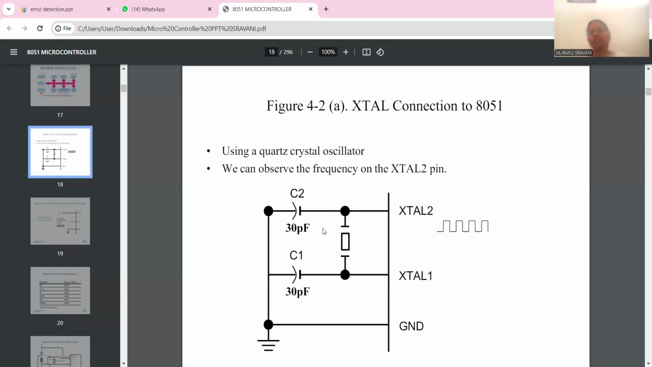The reason we use the 30 picofarad capacitors is that they are used to filter the unwanted signals. Whenever we require only 12 megahertz frequency, at that moment we need only 12 megahertz. So that's why the filter will filter out the remaining frequency components present in the circuit.